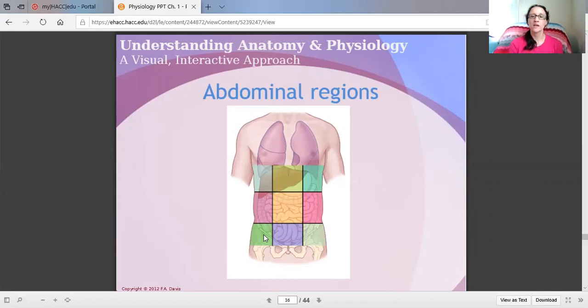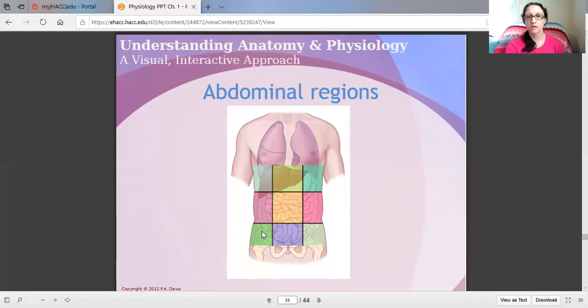So here we have which side of the client's body? Yes, it is the client's right side. They're opposite what we're seeing, so it's their right. Okay, so what we have here is an area that is near the ilium bone. Okay, so we have the right iliac region. That makes sense. So this is the right iliac region.